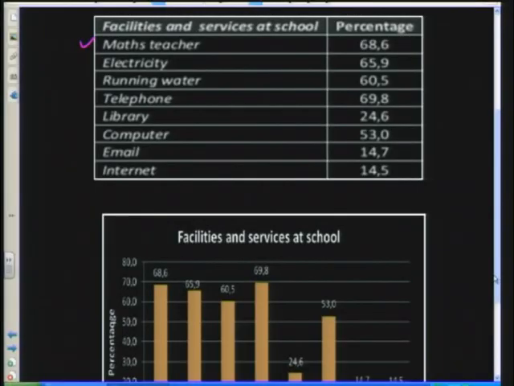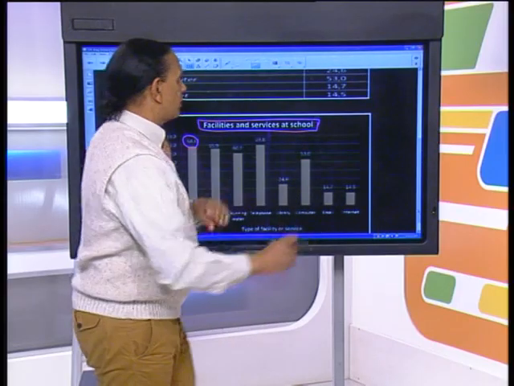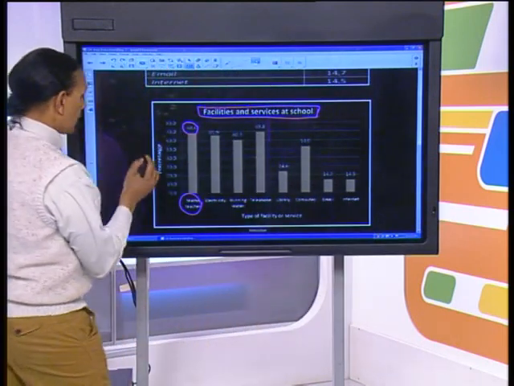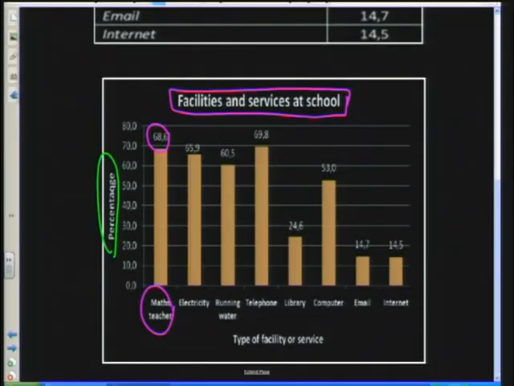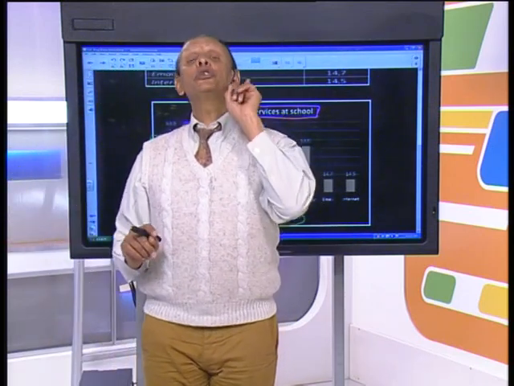Maths teachers, 68.6%. If I can scroll down. Maths teachers, can you see there? 68.6. So let's talk about the title. There's your title. Remember I mentioned that your graph must have a title, so don't forget. Then I also said you need two axes. The vertical one is your percentage, and your horizontal one is the type of facilities. So there's your y-axis and your x-axis, and you must name them, don't forget.